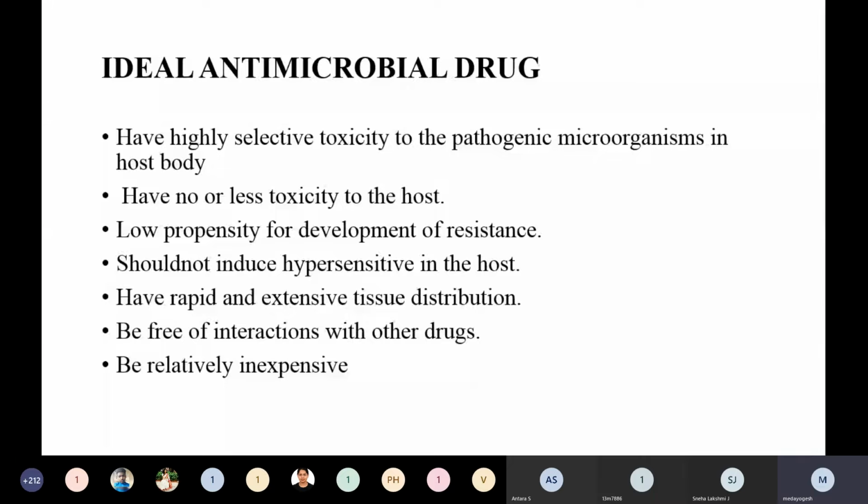There should be low propensity for development of resistance. It should not cause allergy or hypersensitivity reactions to the host. It should have rapid and extensive tissue distribution. As I told you, if your drug is not penetrating well, it will not be of any use. It should not cause drug-drug interactions with other drugs. And as usual, your drug should be cheaper or relatively inexpensive.